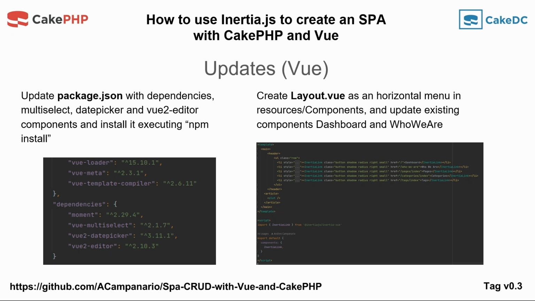On the view side, we also need to update some things. Then we need to update package.json with new dependencies: multi-select, date picker, and Vue2 editor components, which we install with npm install. And also create a layout Vue as a horizontal menu in the resources components directory, and update the existing components dashboard and who we are.